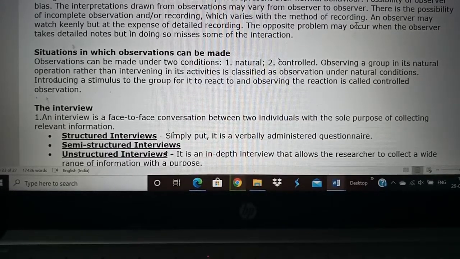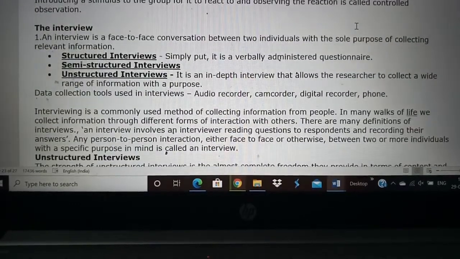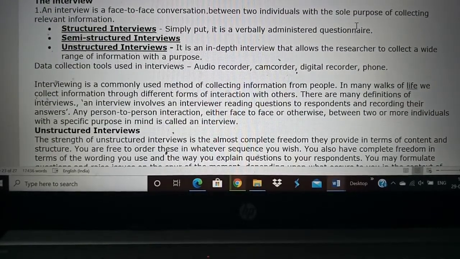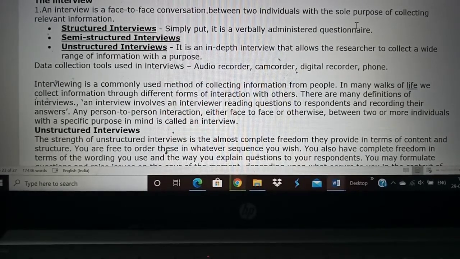Okay, the next thing is interview. So we'll see what the types of interview are. There are three types of interview: structured interview, semi-structured interview, and unstructured interview.